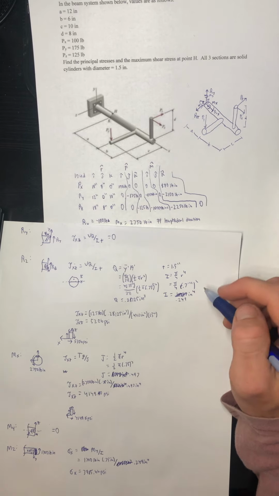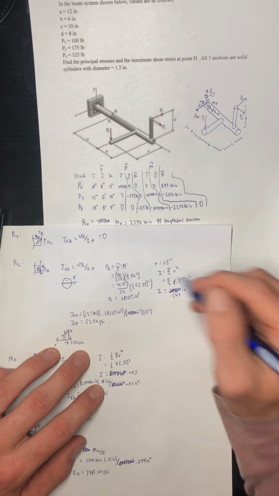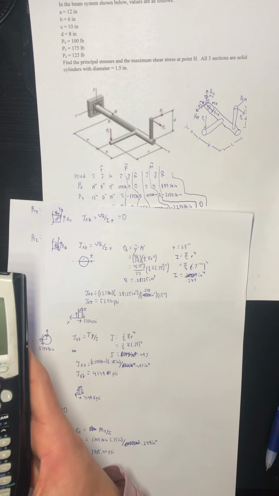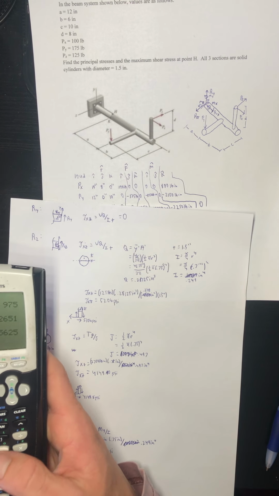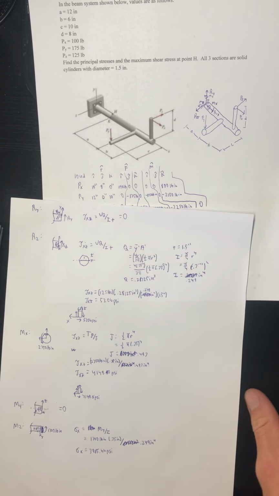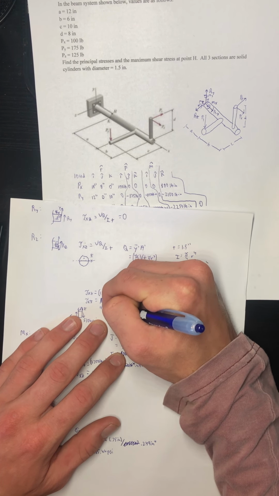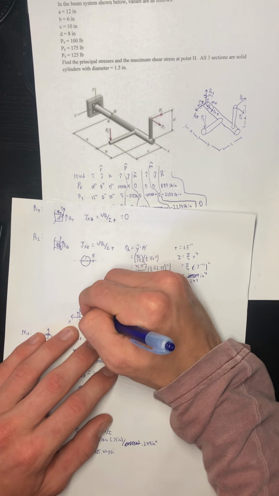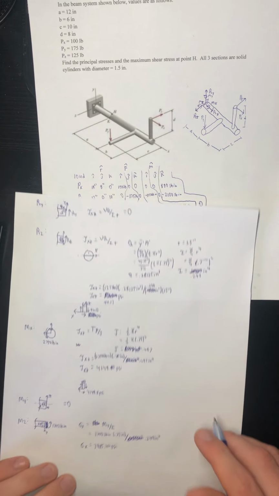0.249 inches to the fourth. And that means that when I'm coming through and calculating here, that is 0.249 inches to the fourth, 125 times 0.28125 inches cubed, divided by 0.249 inches to the fourth, divided by 1.5, gives me 94.13 psi. All right, that looks better.